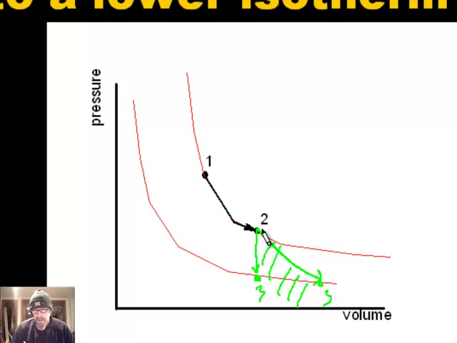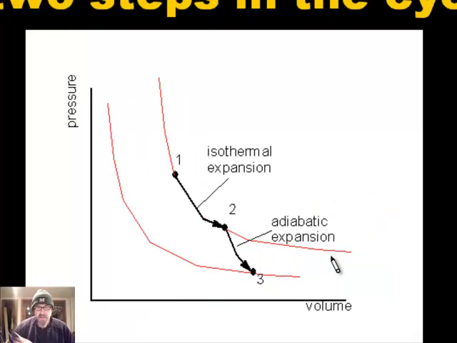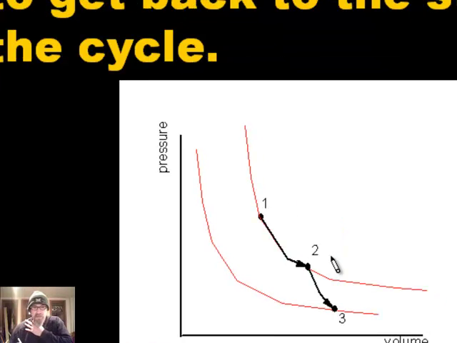Now, if we expand in a way that produces no waste heat, well, that would be the adiabatic expansion. The best way that you can get to a lower isotherm is through an adiabatic expansion. So that's going to be your next step. Now we have to find a way to get back to the starting point of the cycle.